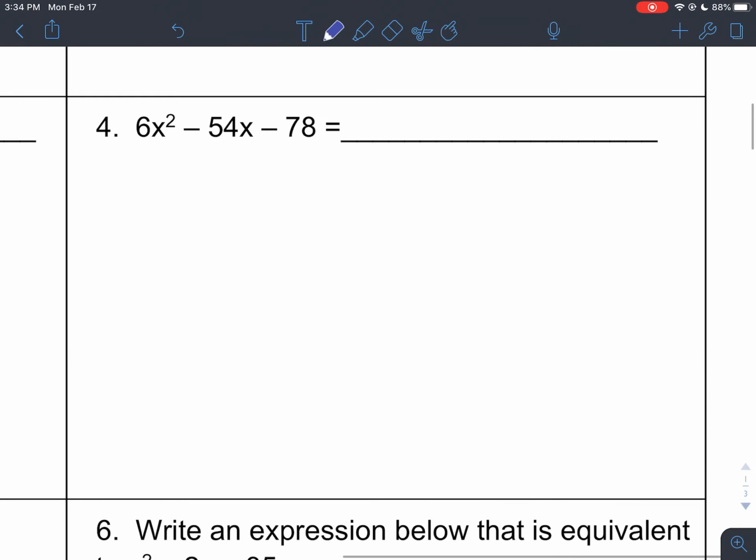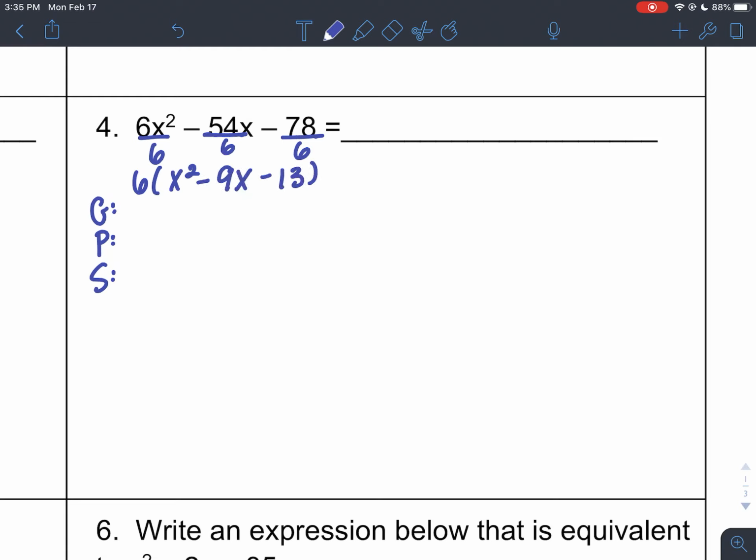Number 4. Using my GPS to guide me, it looks like I do have a greatest common factor. It ends up being 6. So I'm going to divide each of these by 6. We end up with 6 times x squared minus 9x minus 13. So our g was 6. Our product is the first times the last, negative 13x squared. My sum is that middle term, negative 9x.